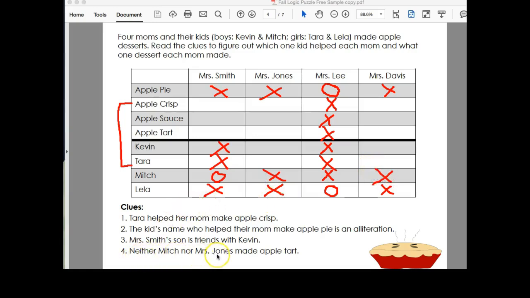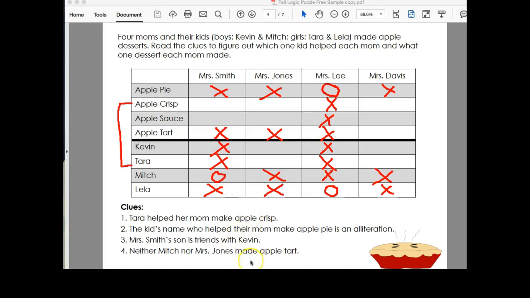Now, neither Mitch nor Mrs. Jones made apple tart. All right, so neither Mitch, so if Mitch is Mrs. Smith's son, then she did not make apple tart also, and Mrs. Jones, so we cross out that one.